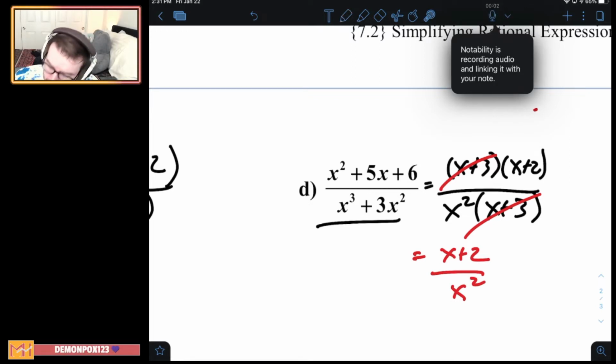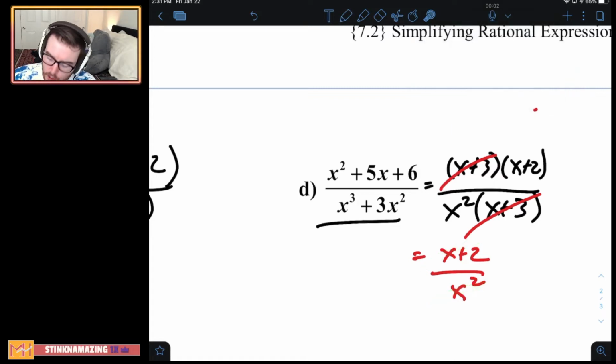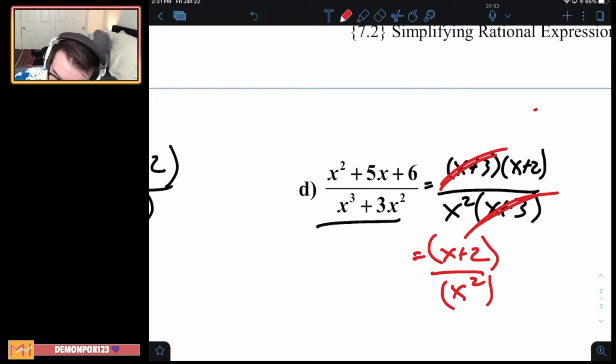Some students are tempted to want to cancel out these x's. Don't do that, right? It has to be an identical factor, right? If putting them in parentheses reinforces that, then fine. Are those things exactly the same? No, so they don't cancel. These are, so they do cancel.